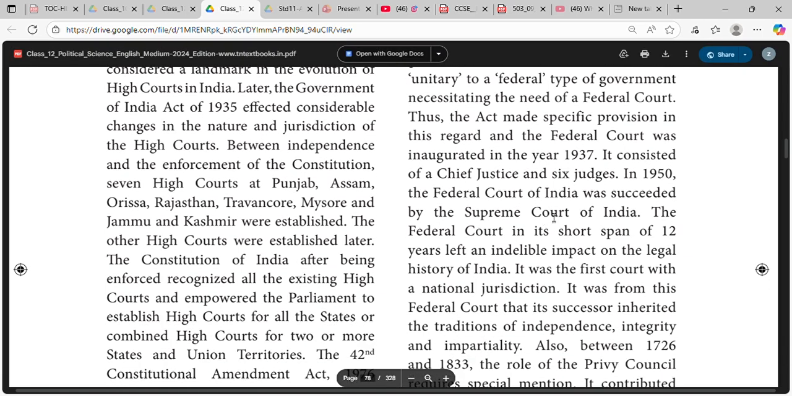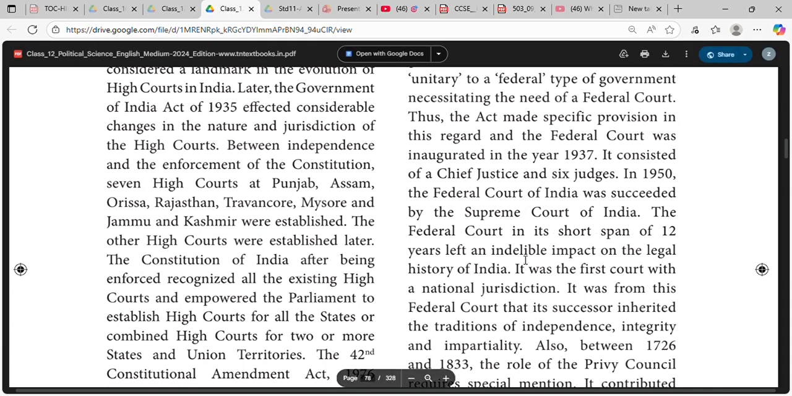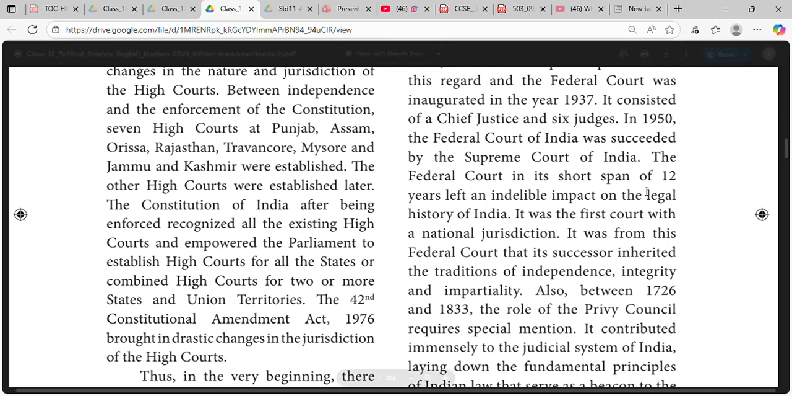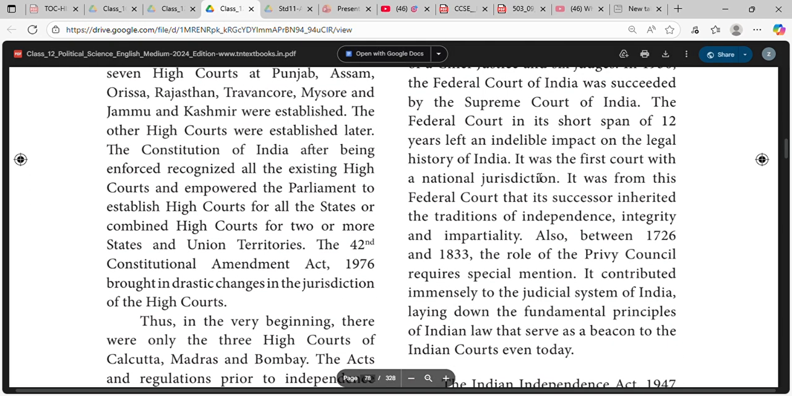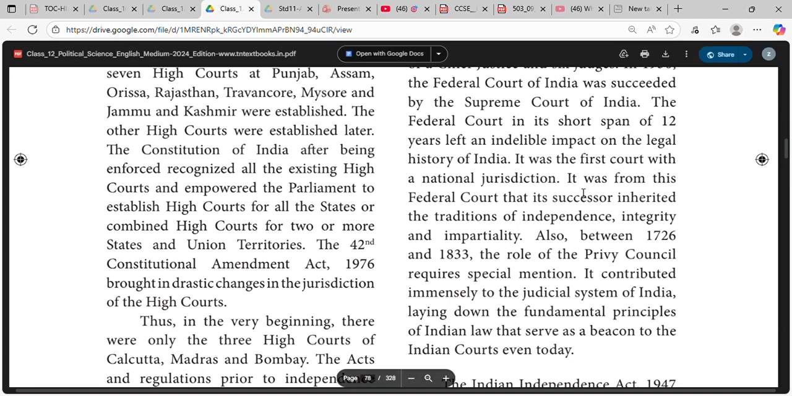In 1950, the Federal Court of India was succeeded by the Supreme Court of India. The Federal Court, in a short span of 12 years, left an indelible impact on the legal history of India. It was the first court with a national jurisdiction. It was from this Federal Court that its successor inherited the traditions of independence, integrity, and impartiality.